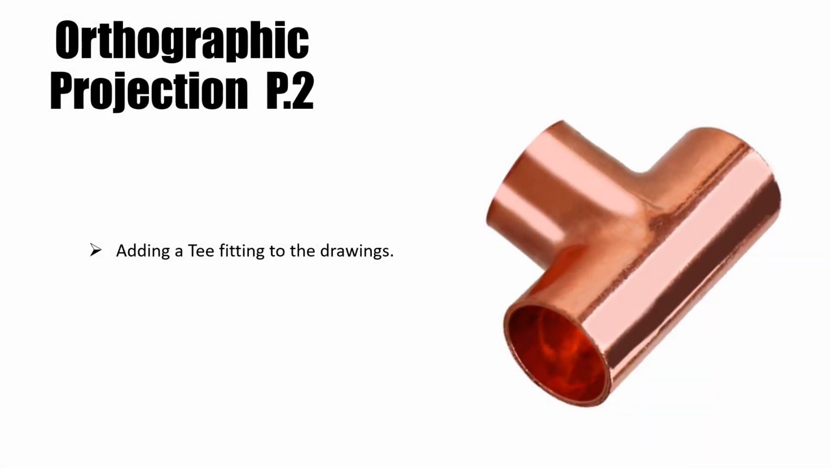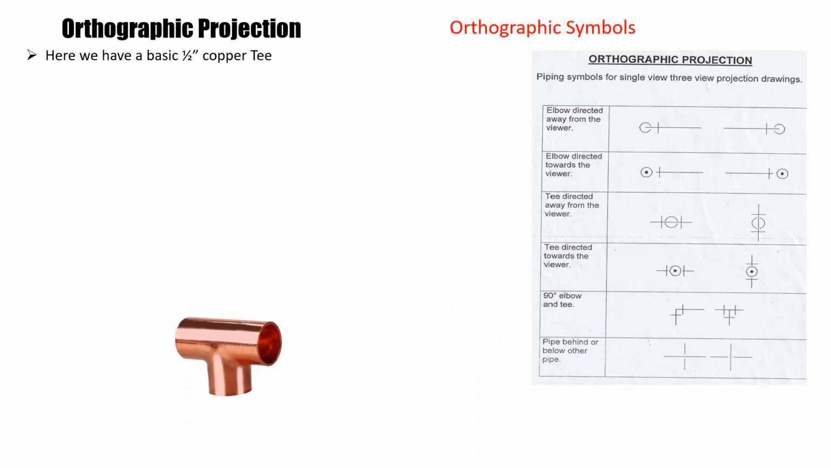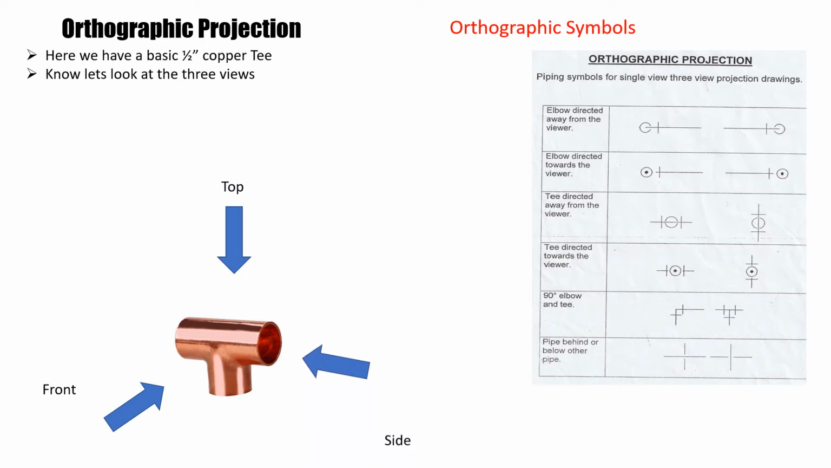Okay, welcome back to Orthographic Projection Part 2. We're going to be adding a T-fitting into these drawings. So here we have a basic half-inch copper T. We can take a look at the three views of it. Let's say this is the front view, top view, and side view.